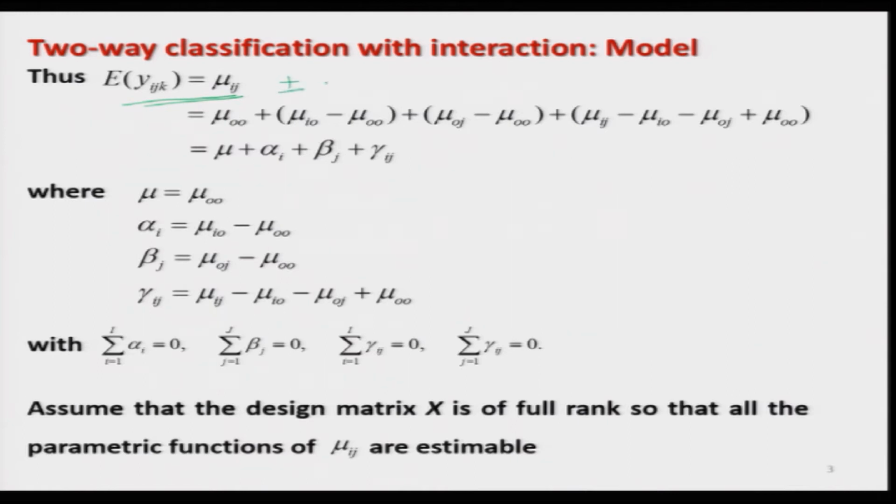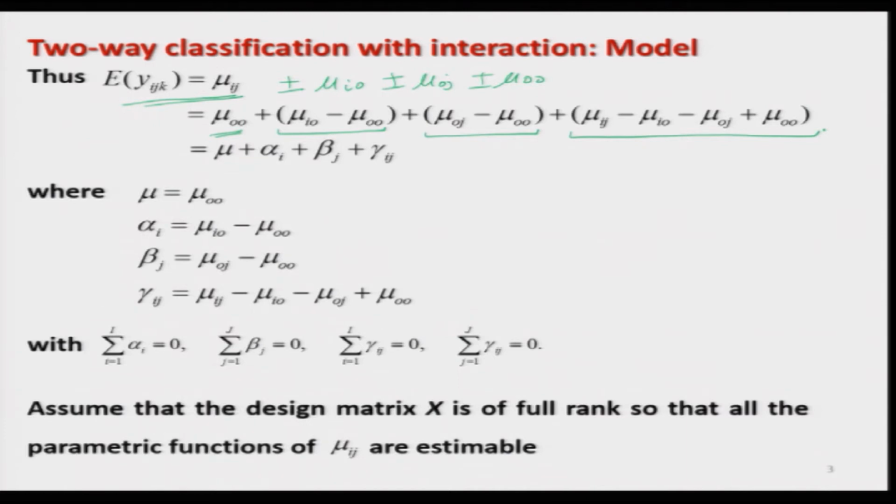We are trying to add and subtract here mu I naught, mu naught j, and mu double naught. My objective is this: I want to write this model in terms of the factors, say A, B and their interactions. So now we can write it down here as mu double naught plus mu I naught minus mu double naught plus mu naught j minus mu double naught plus mu I j minus mu I naught minus mu naught j plus mu double naught.